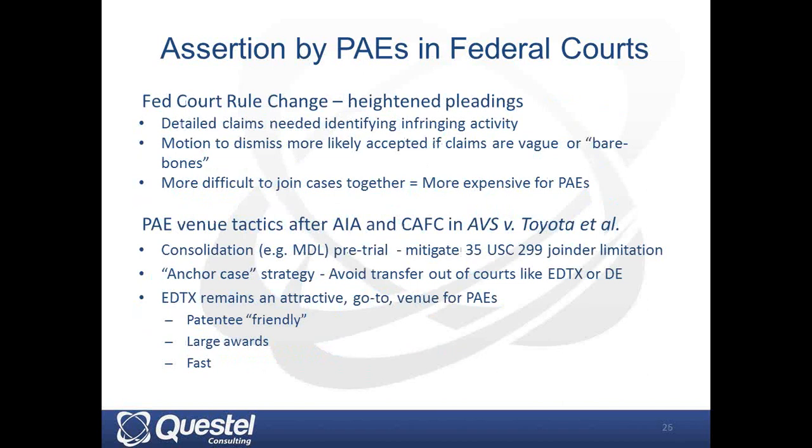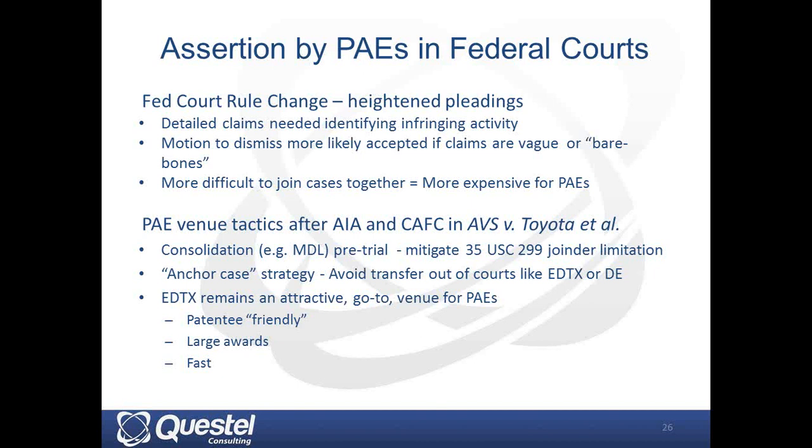If we look at a couple of other issues in court proceedings, we will, one way or another, see some federal court rule changes to heighten pleadings. Trolls in particular have generally filed infringement claims which are really quite bare bones, vague claims. Those types of claims are going to be subject to scrutiny and will be subject to motion to dismiss activity, and I think those motions will be granted.